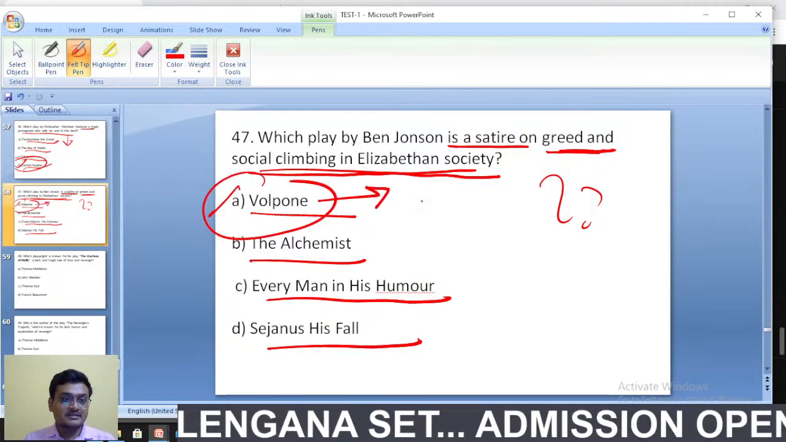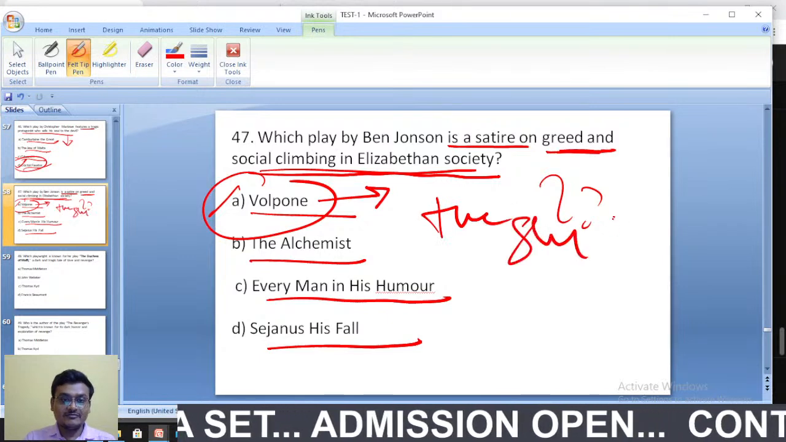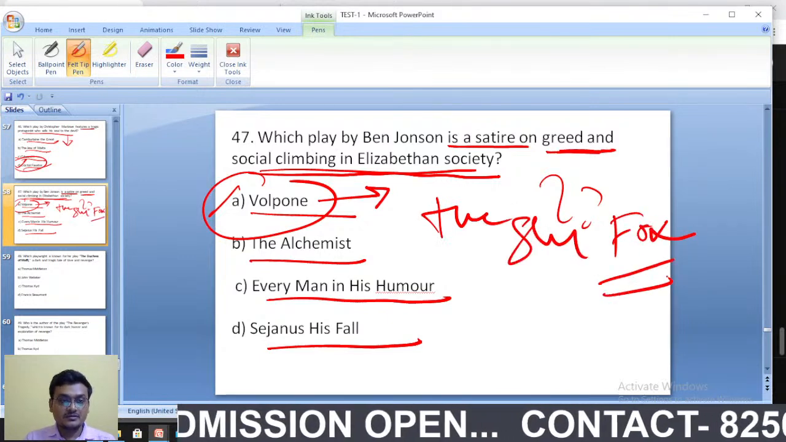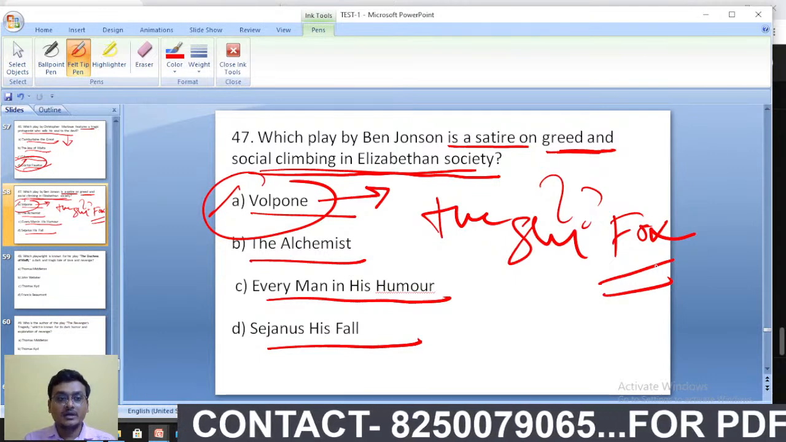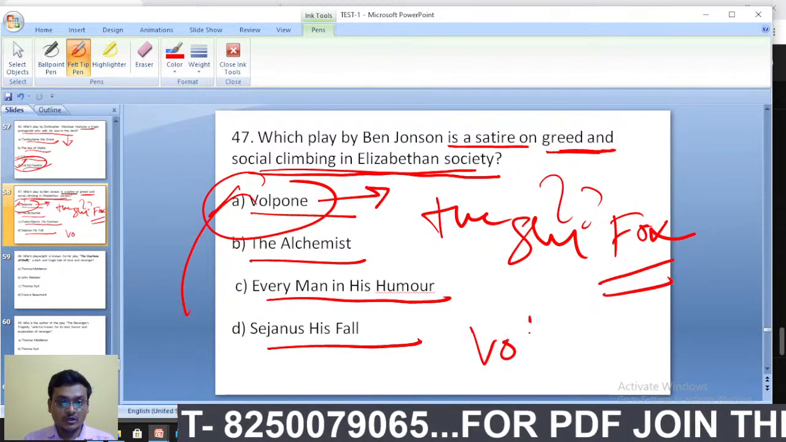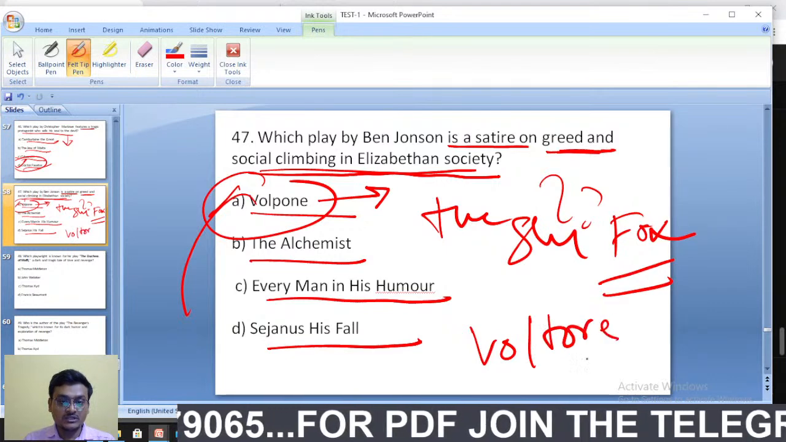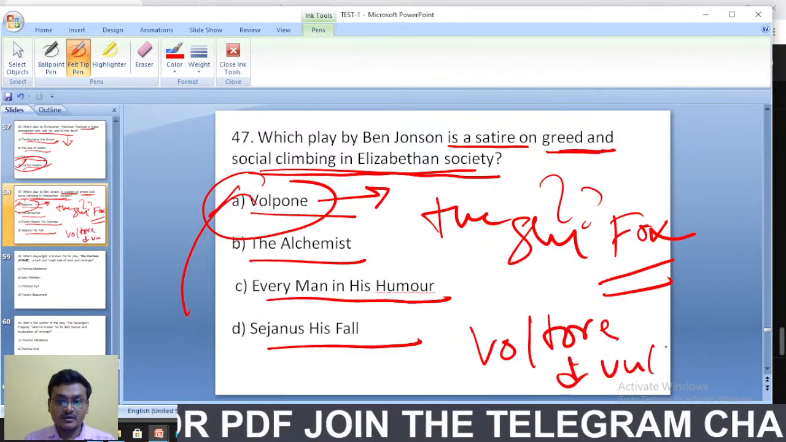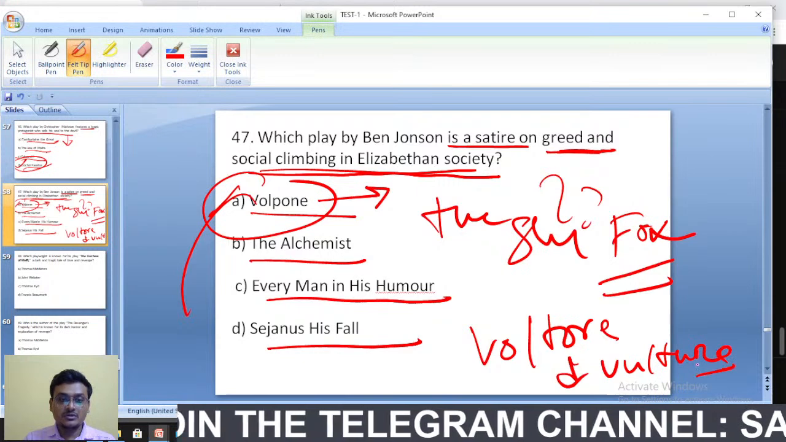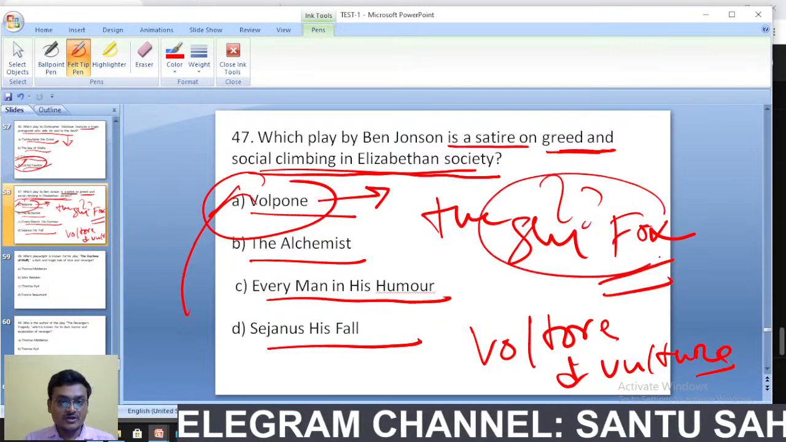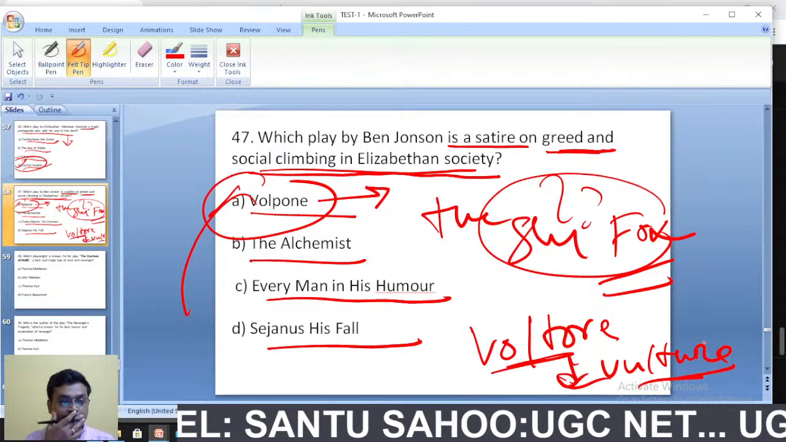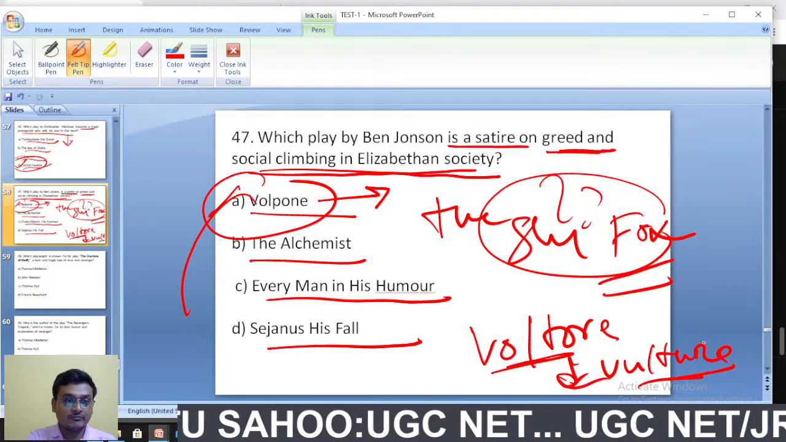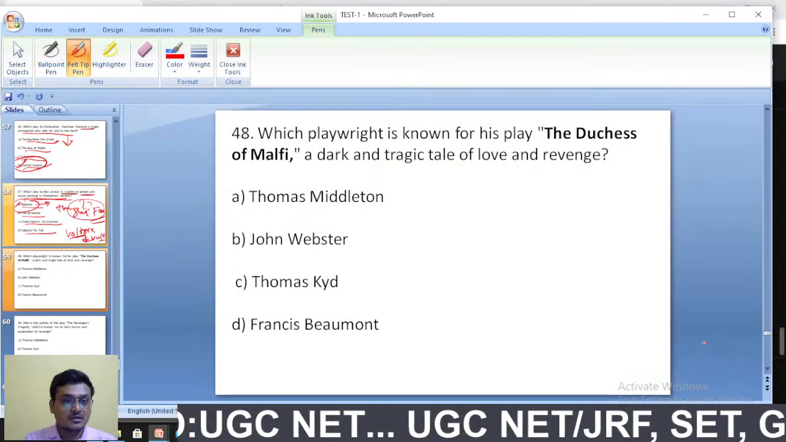Volpone means the Sly Fox in Italian. There is a character Voltore, who represents the Vulture, and Corvino, Corbaccio. Volpone represents the Sly Fox. Voltore is a character who represents the Vulture. Volpone is the right answer.